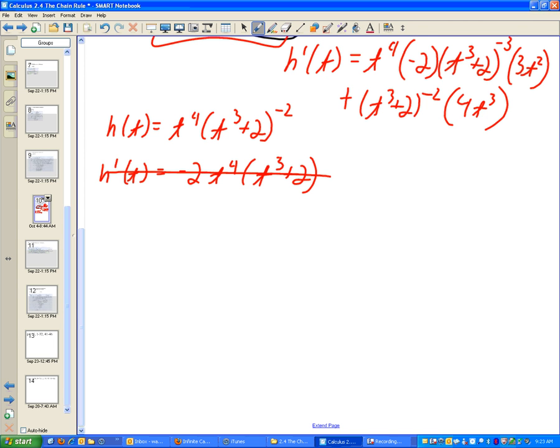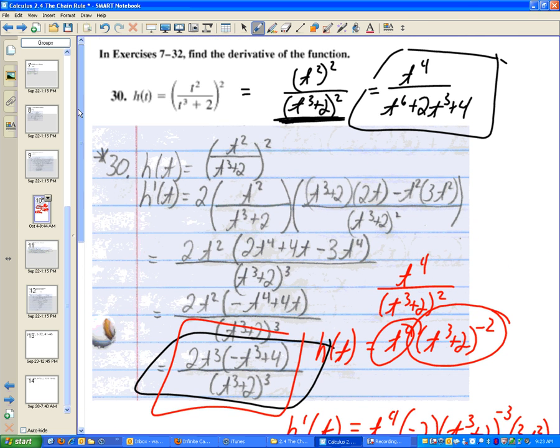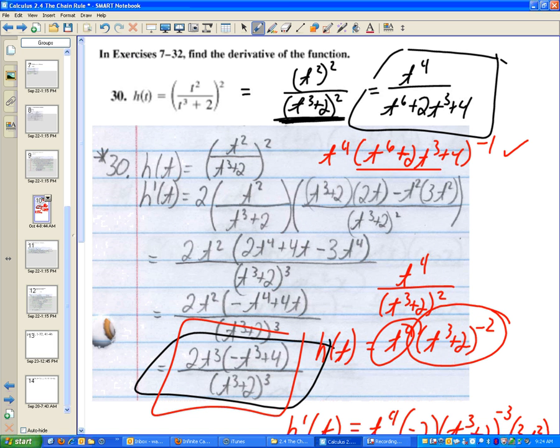So I'd have t to the fourth times t to the sixth plus 2t cubed plus 4 to the negative 1. But once we've written it like that, now we've got a product rule with the chain rule when we take the derivative of that second function. That's what it is.